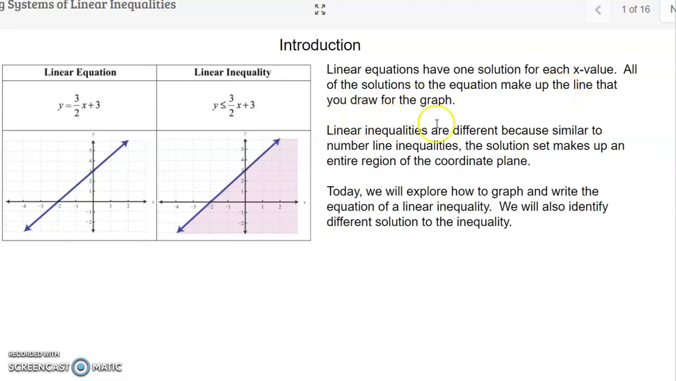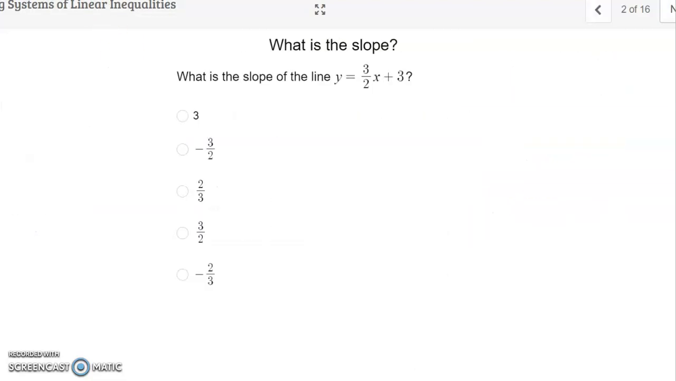Linear inequalities are different because, similar to a number line inequalities, the solution set makes up an entire region of the coordinate plane. So as you can see with the equation, anything on the line would be a solution, but with the inequality, anything on the line plus what's in the shaded region is a solution. All right, let's go to the next slide.